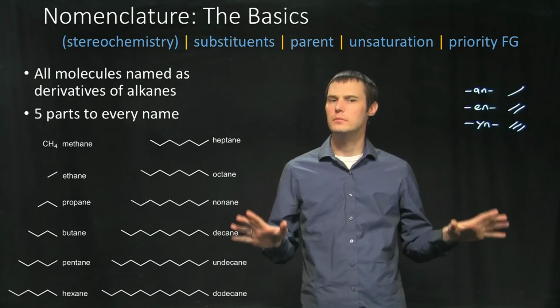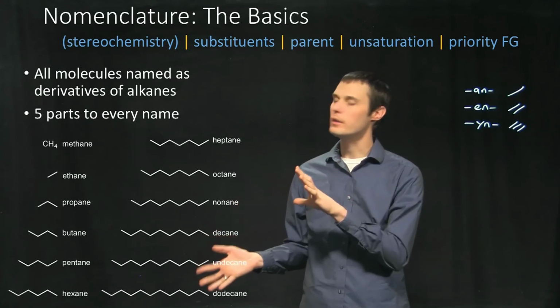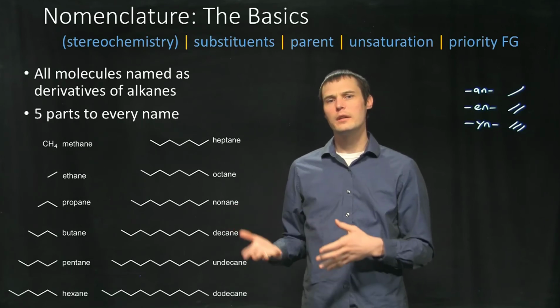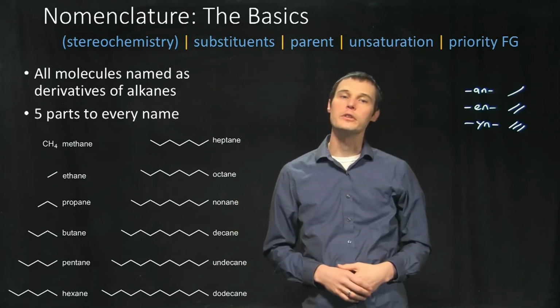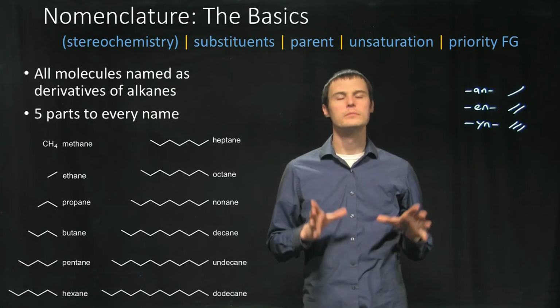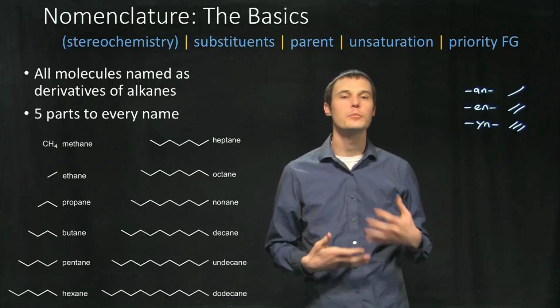That's a start. Let's just start with learning the first 12 hydrocarbons, the first 12 alkanes, and understanding that these talk about the parent, the unsaturation, and the priority functional group. Next video, we'll go through all the rules, and then we'll start doing some examples and start putting this all together.